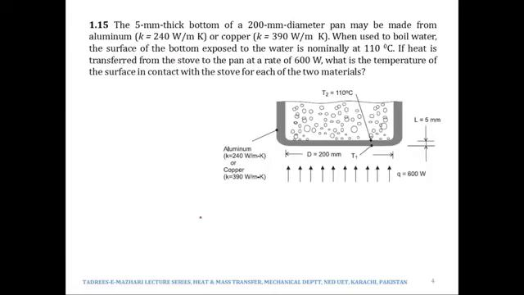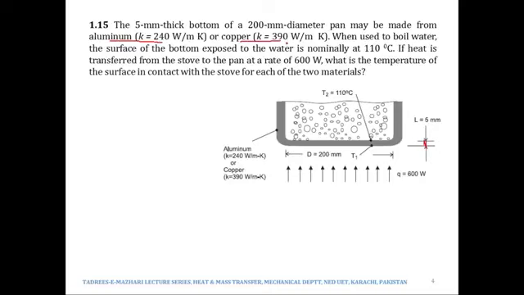Okay, now let's take the next one, which is 115. Again, a reminder that those numbers are from the 7th edition of the book. It says the 5 millimeter thick bottom of a 200 millimeter diameter pan. So we have a pan here, and then we have its bottom, the thickness of which is 5 millimeters. It may be made from aluminum, k of which is 240, or copper, k of which is 390. So we are also learning that copper is more conductive than aluminum.